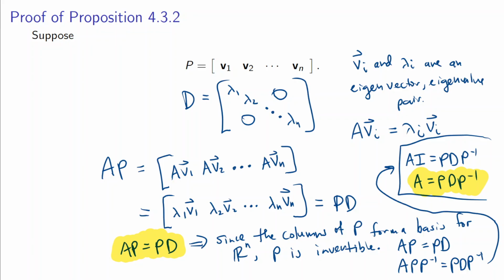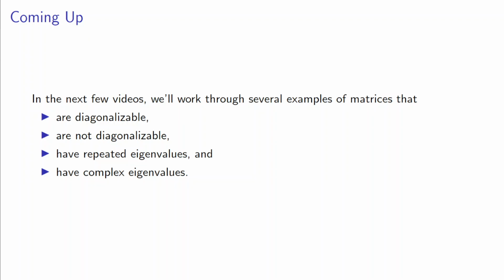But for now, we've defined what it means for a matrix to be diagonalizable and saw one example. In the next few videos, we're going to go through more examples. We're going to look at matrices that are diagonalizable, some that are not, which will necessitate looking at matrices with repeated eigenvalues. And we're also going to explore a little bit the concept of complex eigenvalues and what happens in those cases.